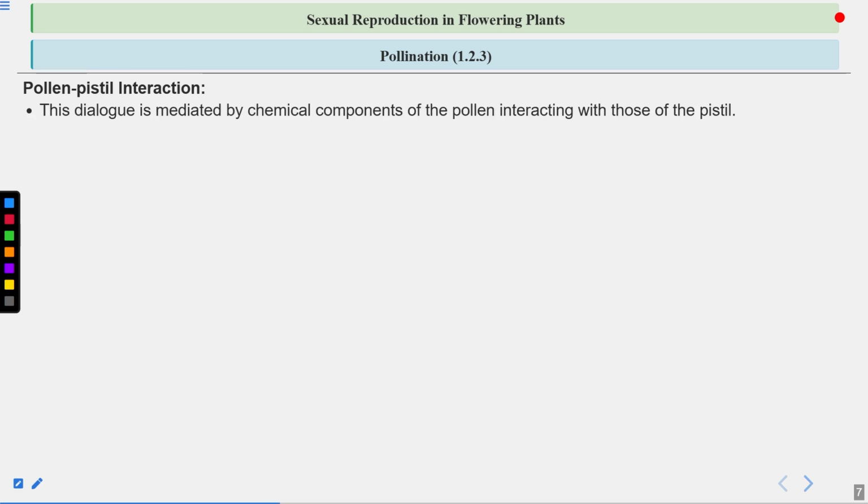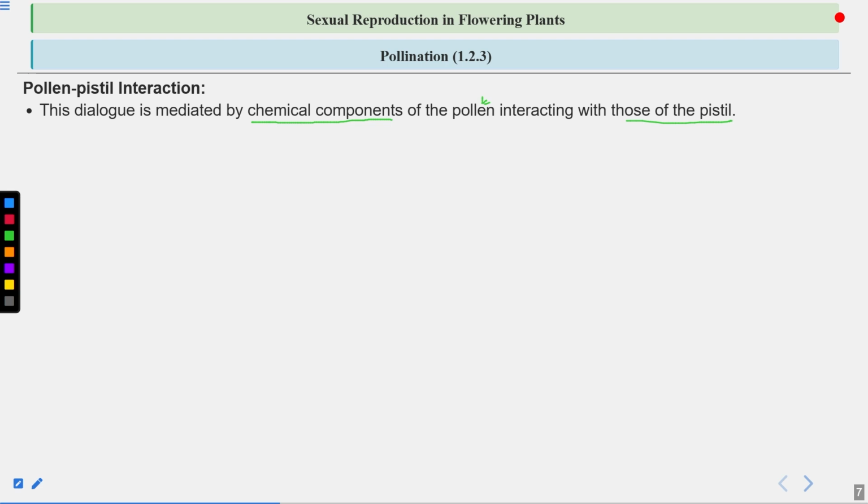So this dialogue is mediated by the chemical component of the pollen interacting with those of the pistil. Okay, so pollen releases some chemicals, and the pistil could recognize those chemicals. They can judge whether the pollen is of the same type or of a different type, the same species or not. So it is a chemical interaction. Yes, it is a chemical interaction.